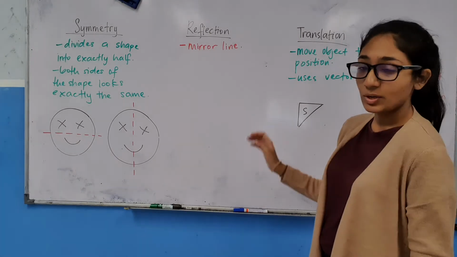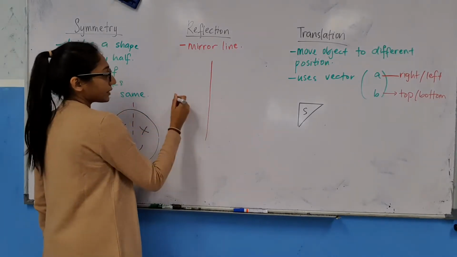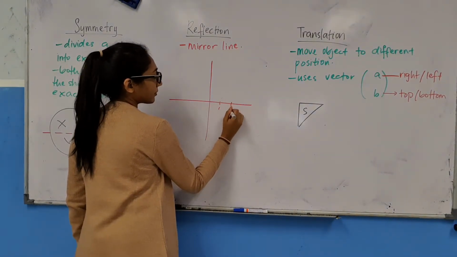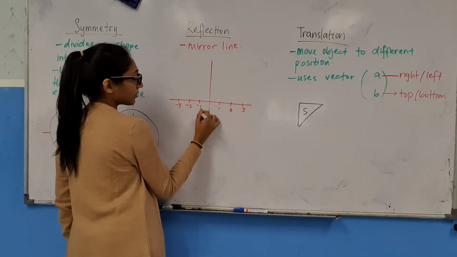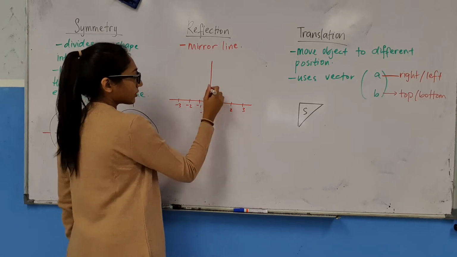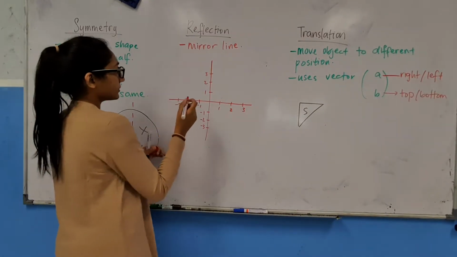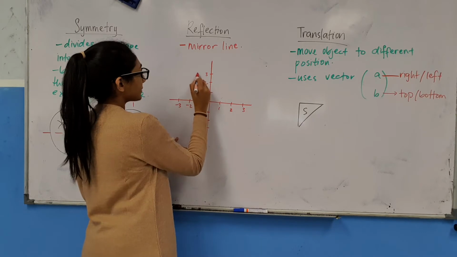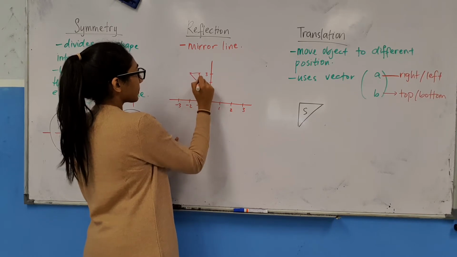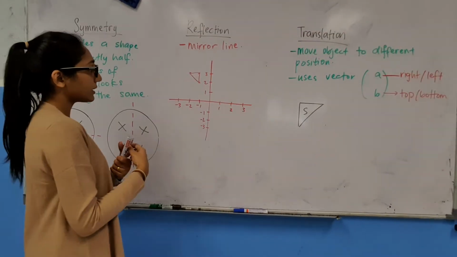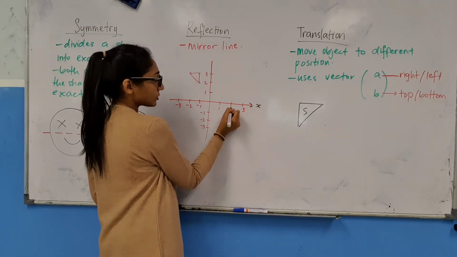And then we look at reflection. Okay? Reflection, remember we need a mirror line. So let's say I have a graph. And let's say I have a shape here. And I say that my mirror line is x equals to 2. This is my x-axis. This is x equals to 2, right? So this x equals to 2, I just extend longer a bit.